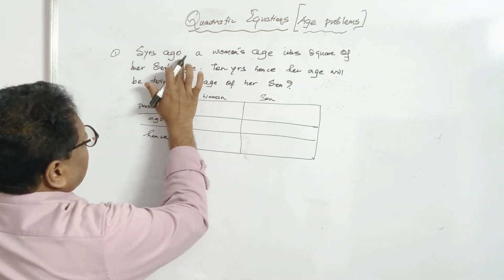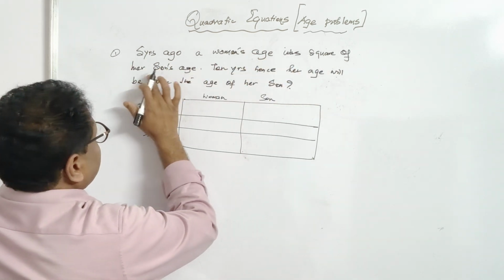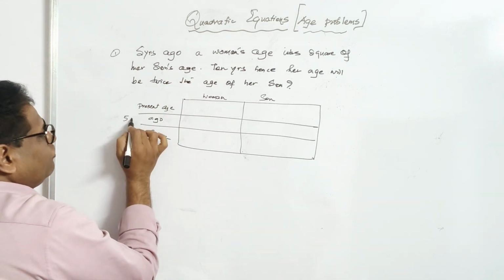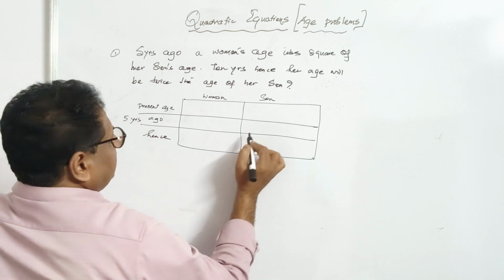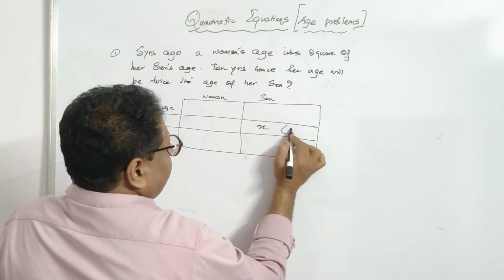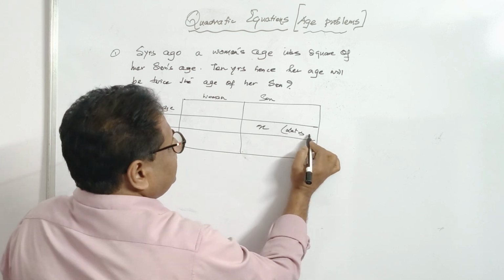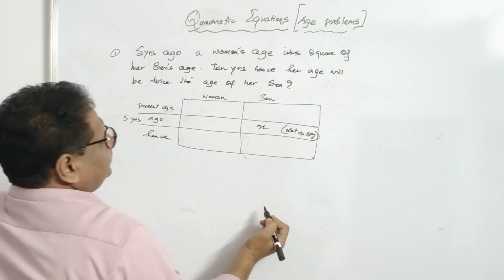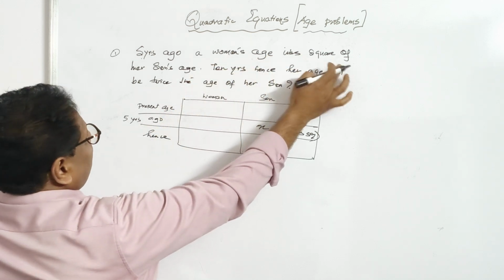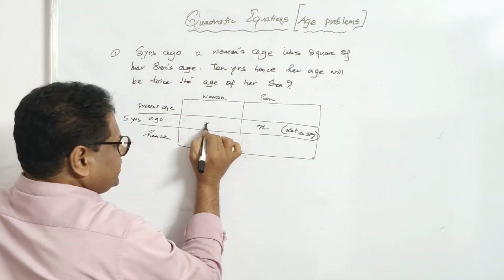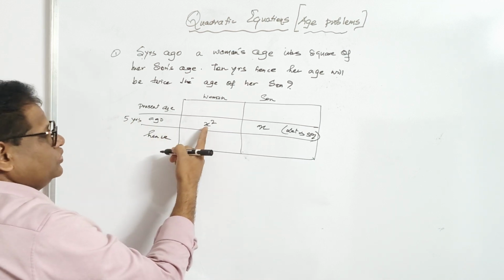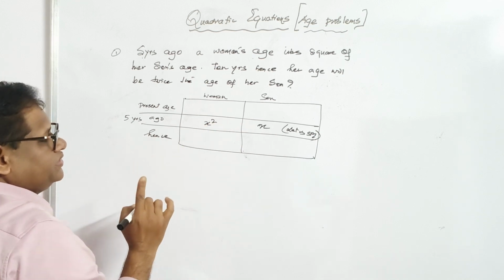As per the question, 5 years ago, a woman's age was square of the son's age. So here we have come to this particular row, 5 years ago. Let the son's age be x. This is what we are assuming. So as per the question, 5 years ago, the woman's age was square of the son's age, so we can take it as x square. This is the age of the woman 5 years ago, which was square of the son's age.